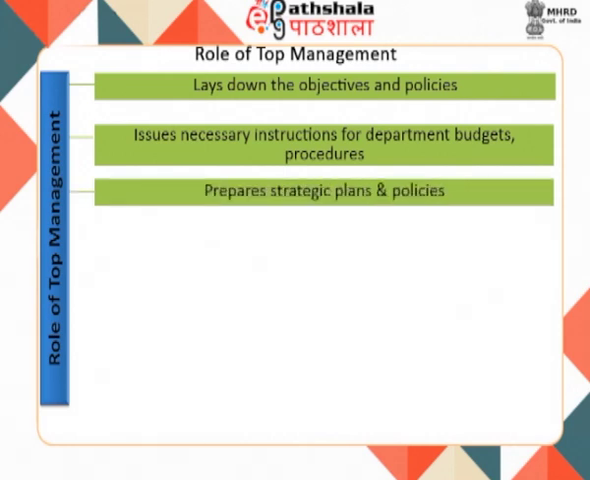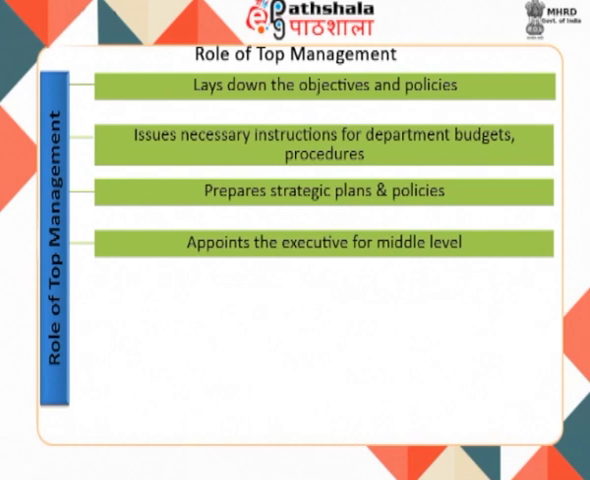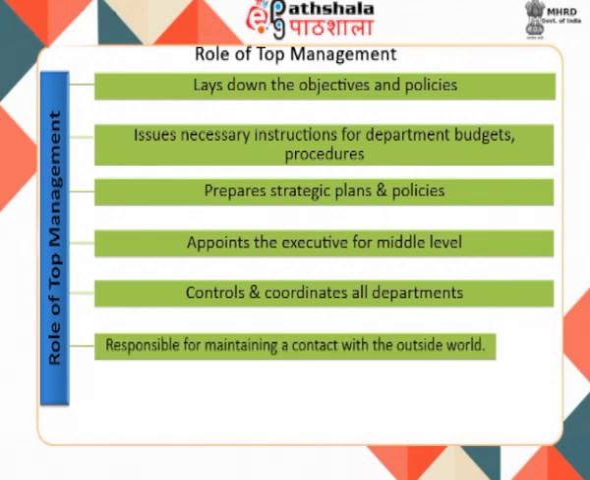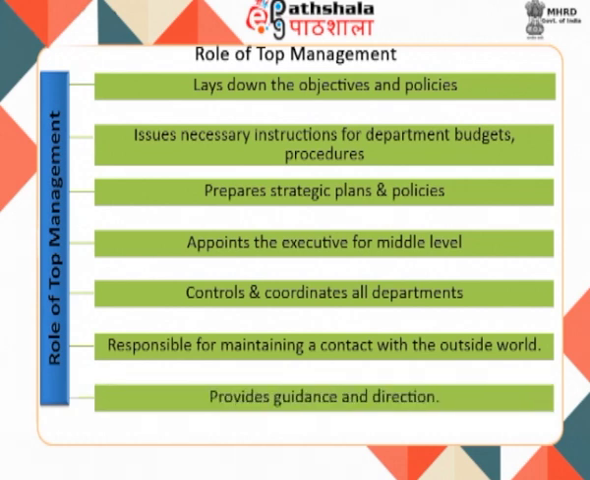They prepare strategic plans and policies for the enterprise. Top level management appoints the executive for middle level, departmental level managers. They control and coordinate the activities of all the departments. They are also responsible for maintaining a contact with the outside world. Top level management provides guidance and direction. They are responsible towards the shareholders for the performance of the enterprise.